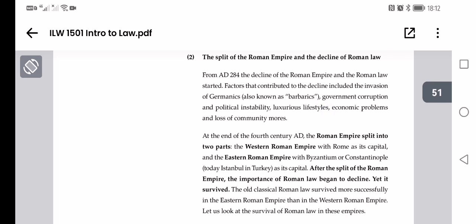The split of the Roman Empire and the decline of Roman law. From AD 284, the decline of the Roman Empire and the Roman law started. Factors that contributed to the decline included the invasion of Germanics, also known as barbarians, government corruption and political instability, luxurious lifestyles, economic problems, and loss of community mores.